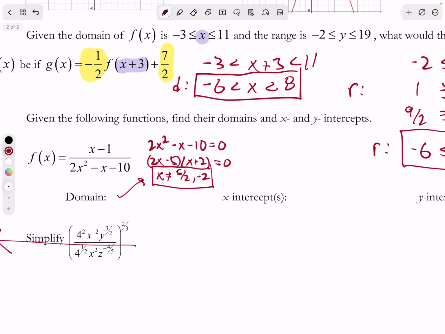I'm not going to ask you a range just yet. We don't know enough about these to determine the range from just an equation. So we're going to leave that.